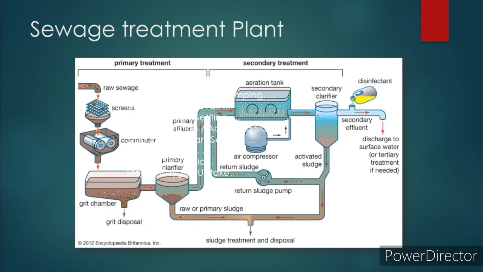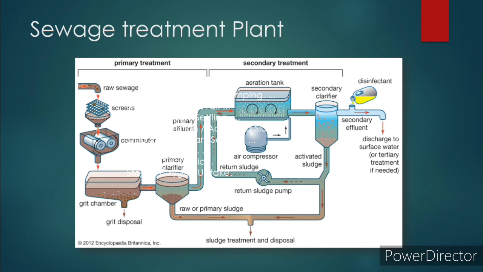Then step 4, the clarified water is aerated to help aerobic bacteria to grow. Aerobic bacteria decompose biodegradable contaminants. The upper layer of clean water is then either discharged into a water body such as sea, river or into the ground, or disinfected with chlorine or ozone and released into the distribution system. So, this is all about the sewage treatment plant.